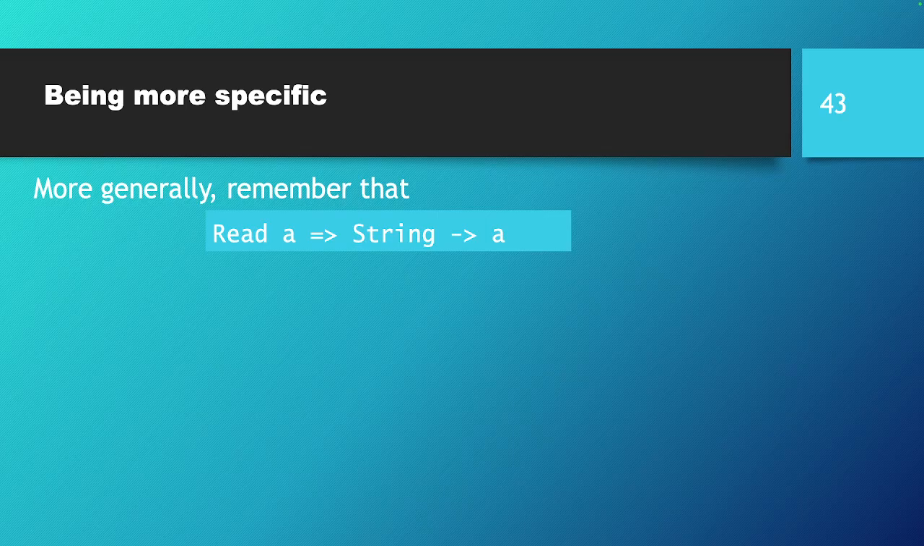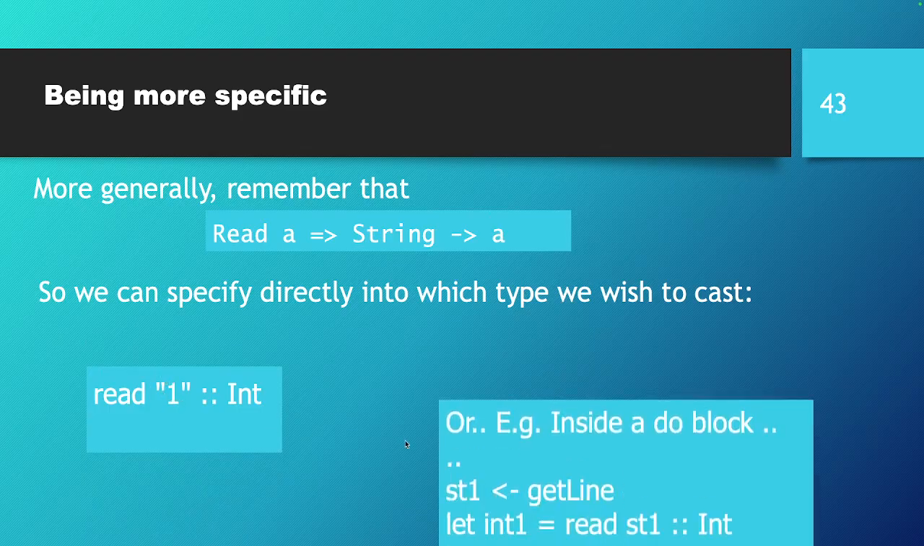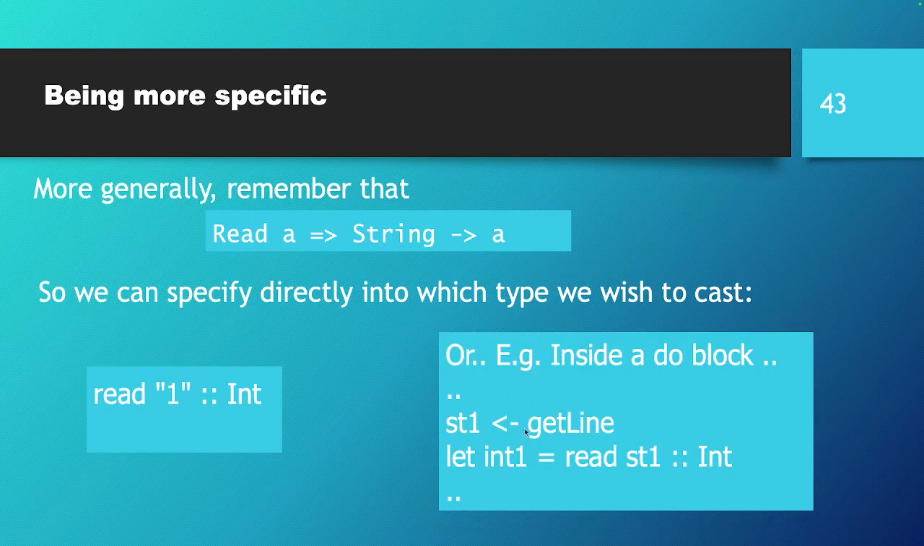So more generally, remember that read has a type, read :: Read a => String -> a. So we can specifically decide what type we wish to cast. So you could say read the string 1 as an Int, or inside a do block. That's the way we started a couple of times ago, right?